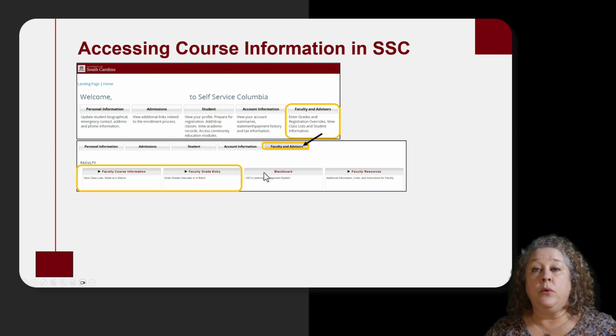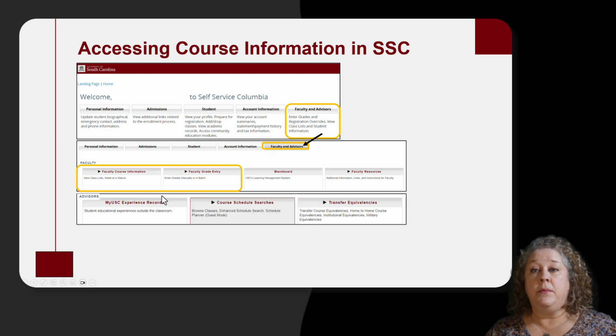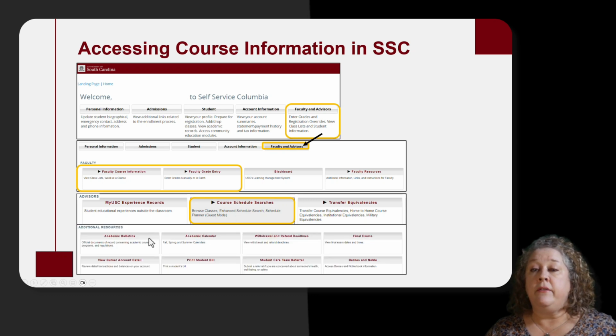So that you are aware of what else is available in this tab, there's also a tab for advisors, so you can look in the advisors section and see course schedule searches, which we will also look at. And there's a lot of other additional resources accessible from the Self-Service Carolina webpage, such as the student care team, final exam information, Barnes & Noble bookstore, and the academic calendar and bulletins.